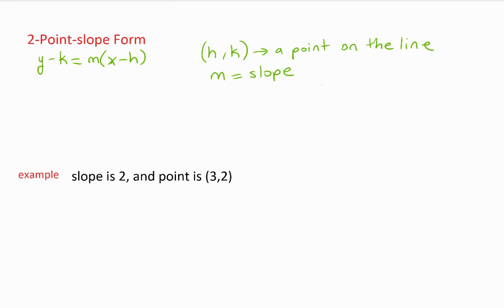Let me show an example so we can understand better. Our slope is 2. So this is m, and the point is (3, 2). So this is h and this is k. Okay, so we can write our equation.